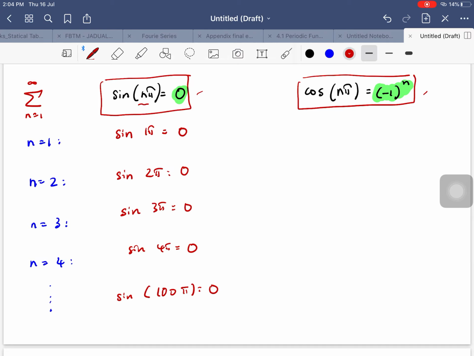So that is why, when you come across sine n pi in your calculation, simply substitute that by 0, and automatically your calculation will be simpler.